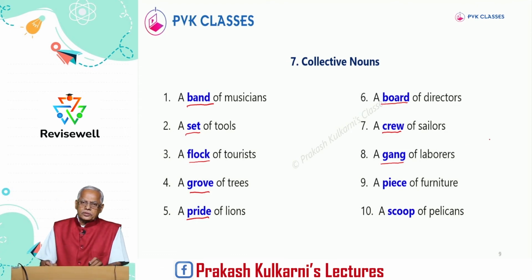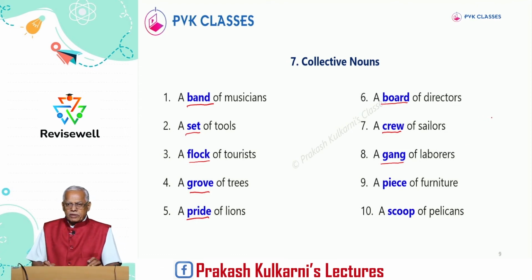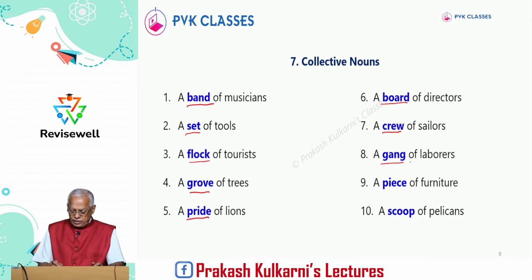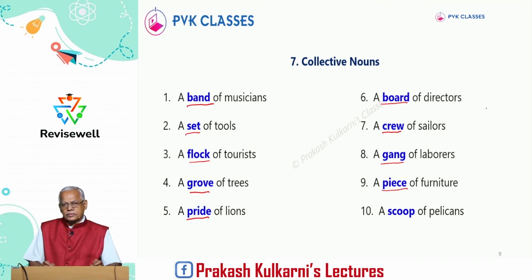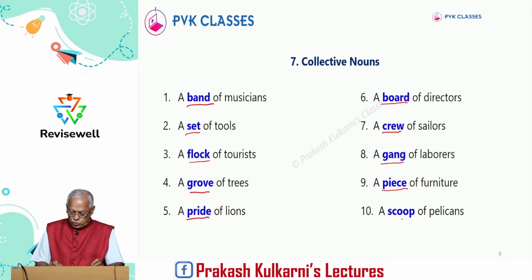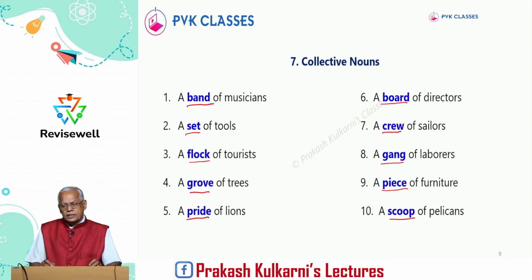A gang of laborers. So you have seen road repair works. So nearly 50-60 members will be working. A gang of laborers. A piece of furniture. A scoop of pelicans. So pelicans, it is a bird. Their group is called a scoop of pelicans.